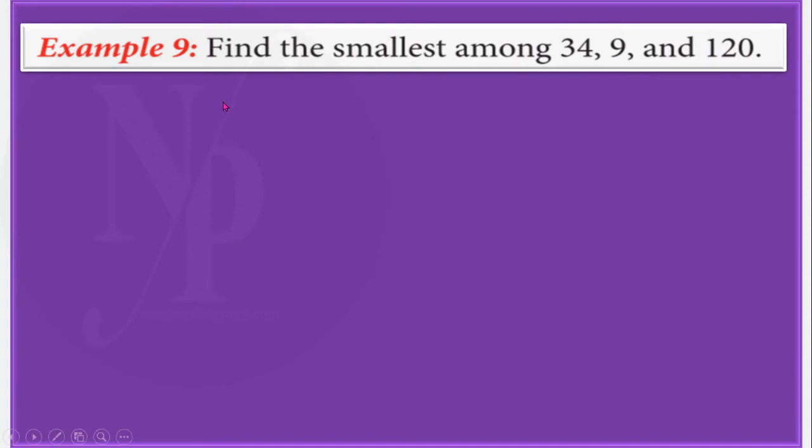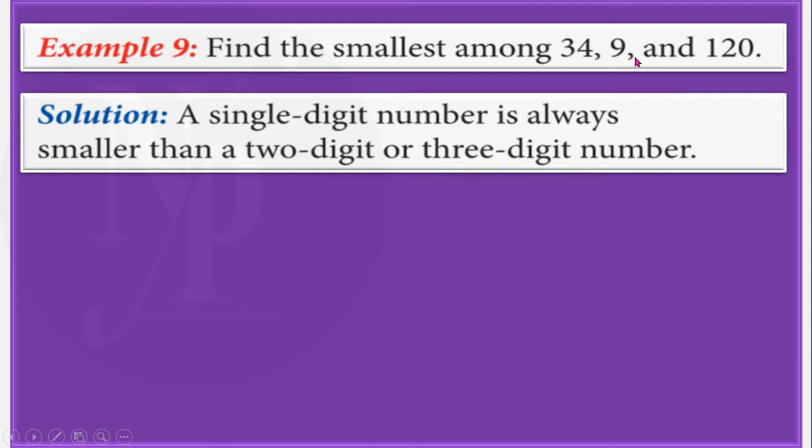Example number 9. Find the smallest among 34, 9 and 120. So now we should find the smallest number among these three numbers. A single digit number is always smaller than a two-digit or three-digit number. So among the given three numbers, 9 is the single digit number which is the smallest.